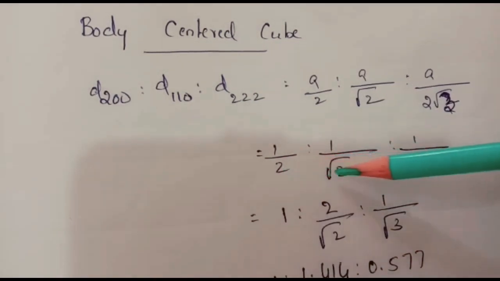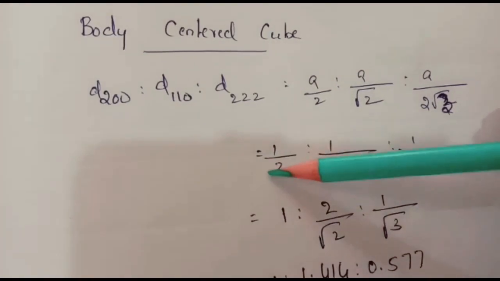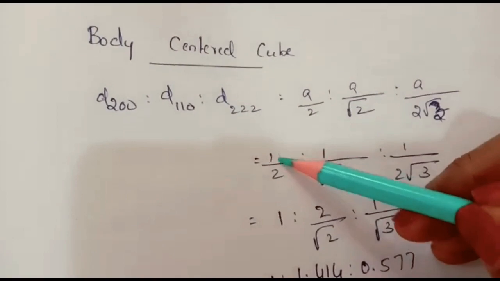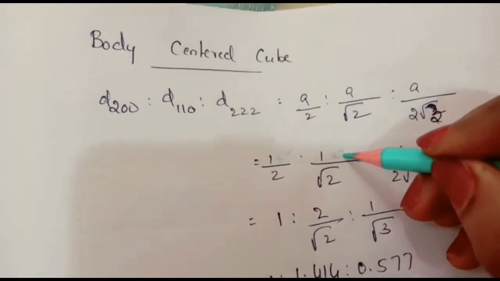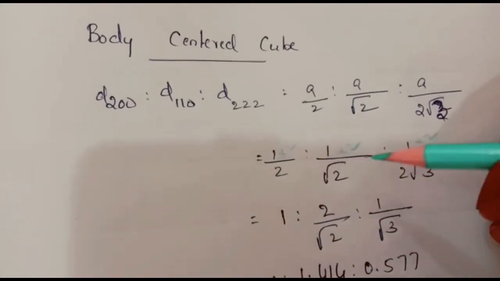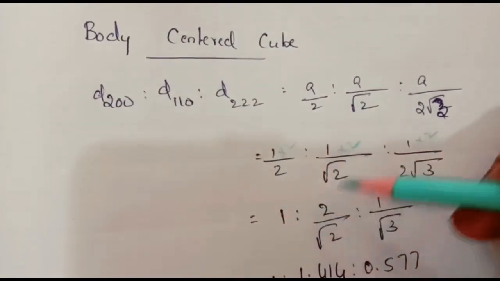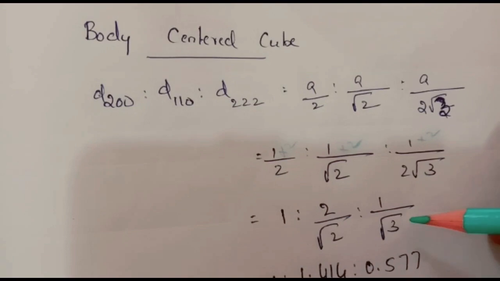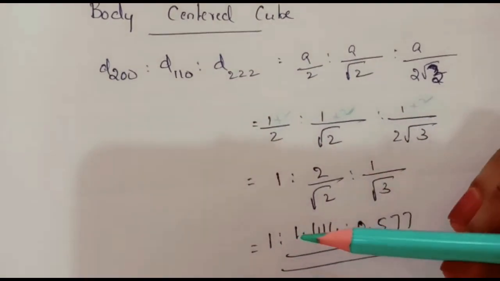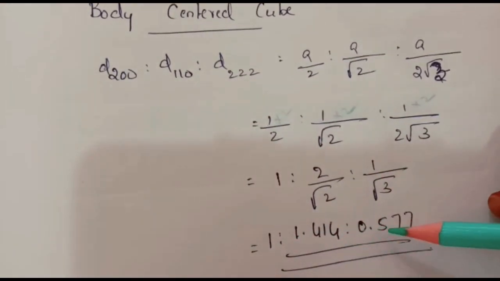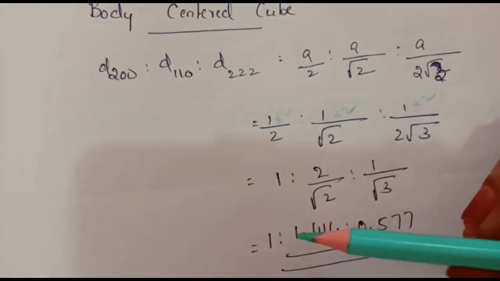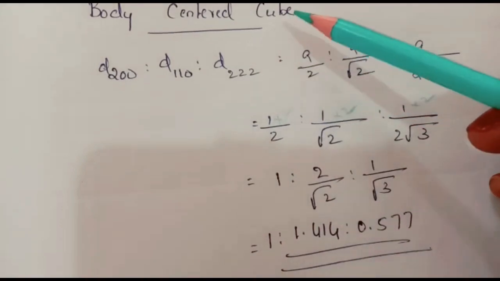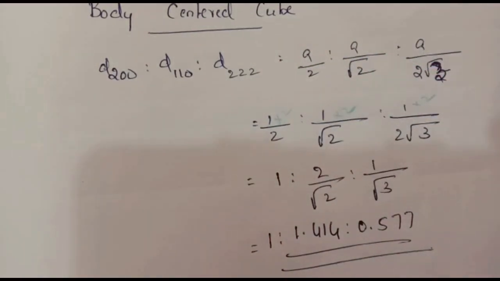So we will multiply this with 2 because here the first number should be 1. So you can multiply here with 2, here with 2, and here also with 2. So 2 cancels. So 1 is to 2 divided by root 2 is to 1 divided by root 3. So the value is 1 is to 1.414 is to 0.577. So this is a ratio of a crystal having body centered cubic structure.